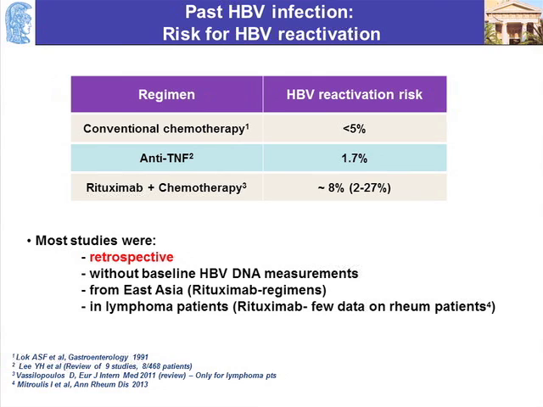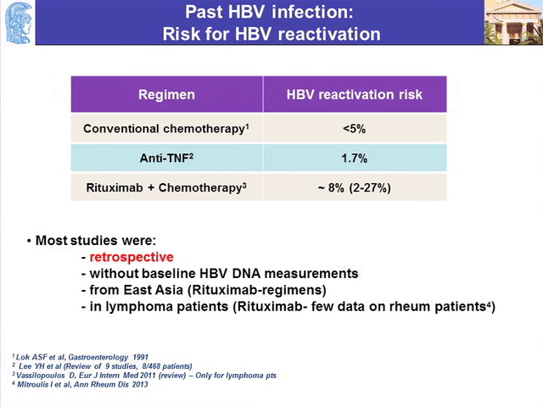Now, what is the risk in these patients? Overall, it's much, much less compared to the surface antigen positive patients. We know that with conventional chemotherapy in the past, it was less than 5%. If you look at prospective studies in anti-TNFs, it's less than 5%, about 2%. And for rituximab, we do not have much data in our patients. We have few data. I'll show you that in a minute.